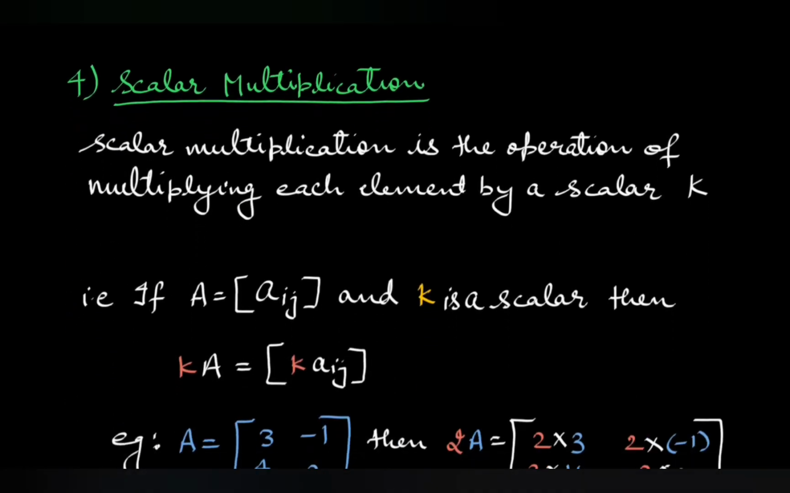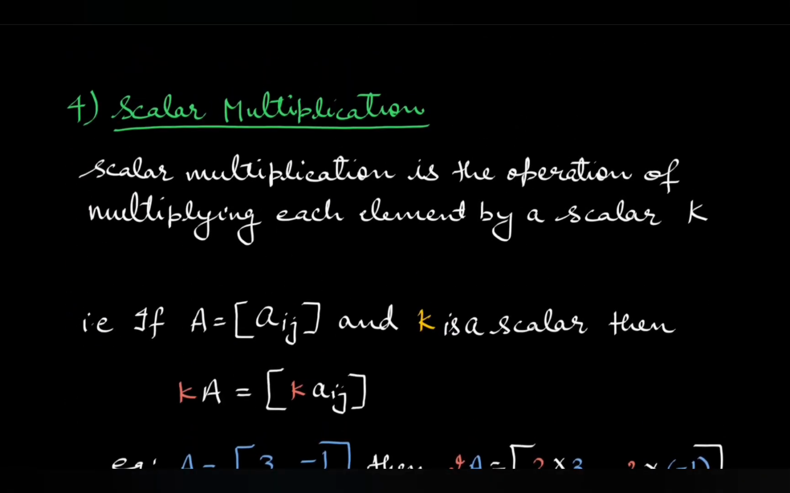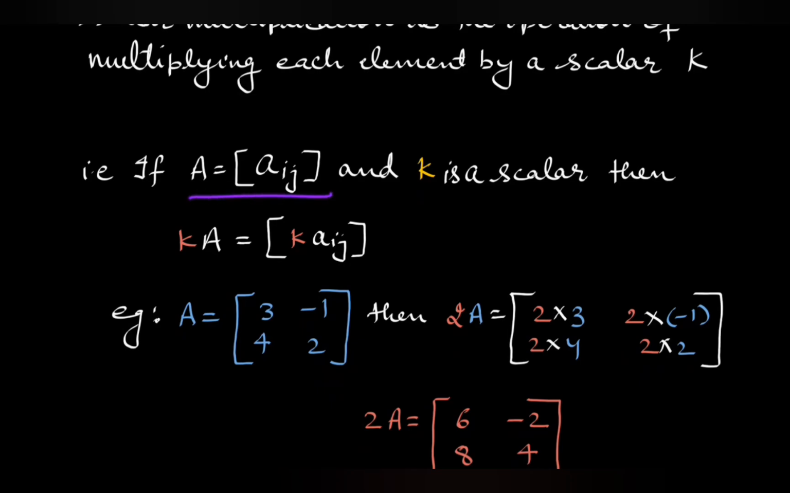And the last operation is scalar multiplication. Scalar multiplication is basically the operation of multiplying each element of the matrix by a scalar k. Suppose we are given this matrix A and k is any given scalar, then we can find the scalar multiplication kA by multiplying each element of the matrix by this scalar k.